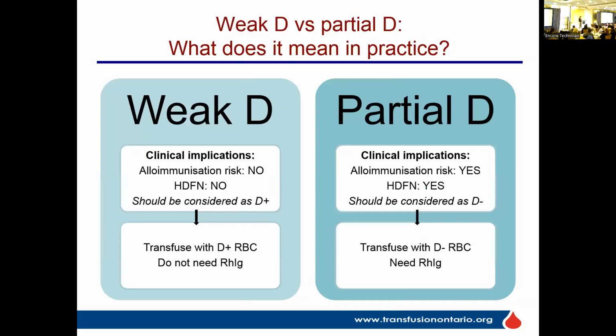So what does it mean in practice? If you're a weak D, you have a normal D antigen, but in decreased amount, you will not form an anti-D, and you will not be at risk for HDFN. So these patients should be considered as D positive. Consequently, you can transfuse them with D positive red blood cells, and pregnant patients would not need RhIG. On the other hand, partial D is at risk of forming an anti-D, so there's a risk for HDFN. So these patients should be considered as D negative, and they should be transfused with D negative red blood cells, and they do need RhIG when they're pregnant.